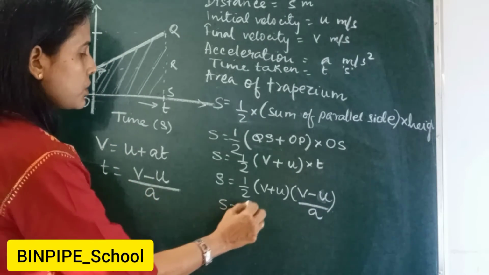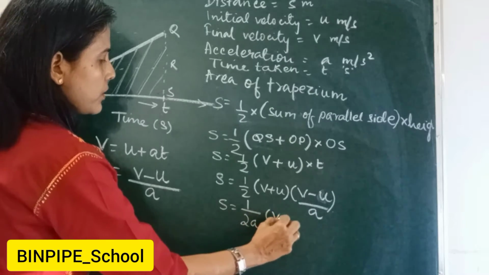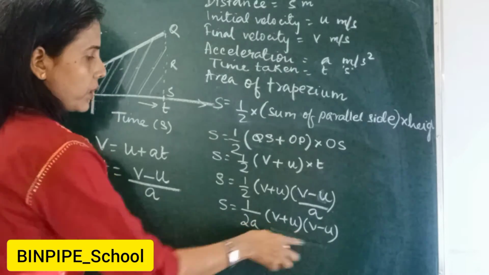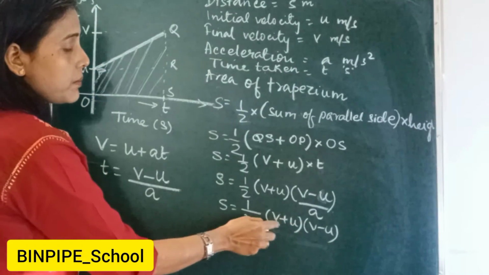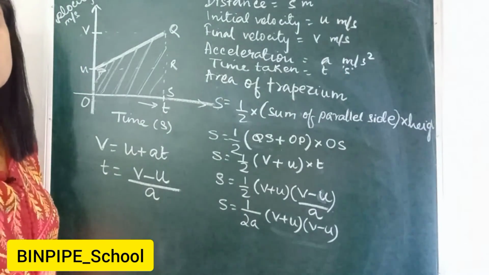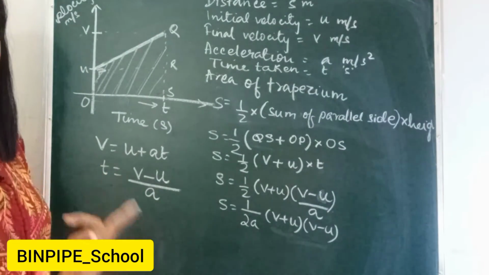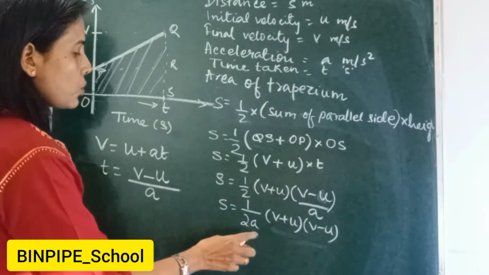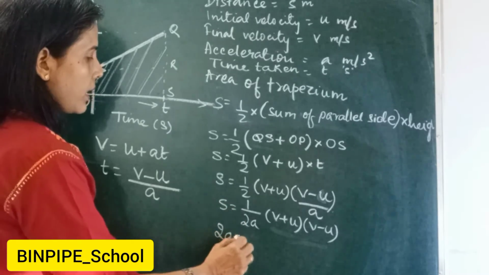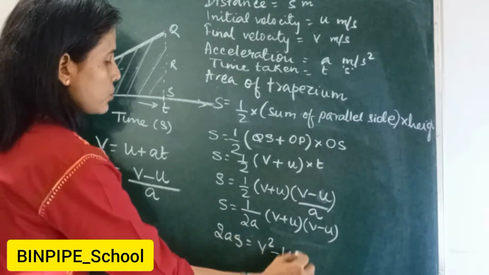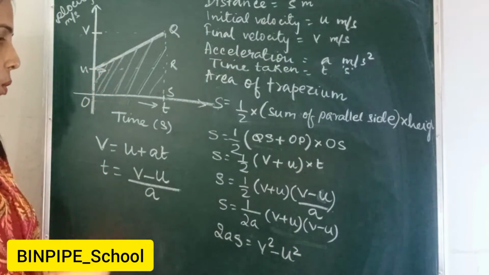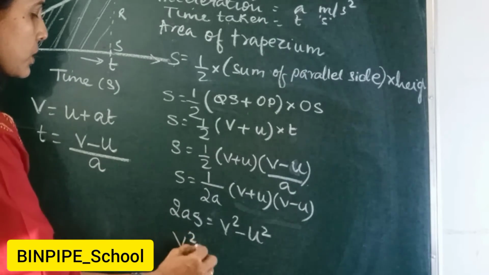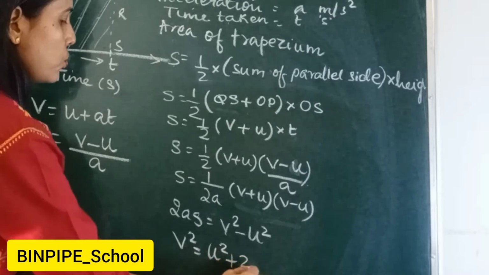Or we can also arrange it a bit, v plus u, v minus u. Now if you can recall, this is like a plus b and a minus b, which gives a square minus b square, the algebraic identity we know. So we can write it in that way. So if we cross multiply we get 2as is equal to v square minus u square. Now we can again rearrange a bit: v square is equal to u square plus 2as.